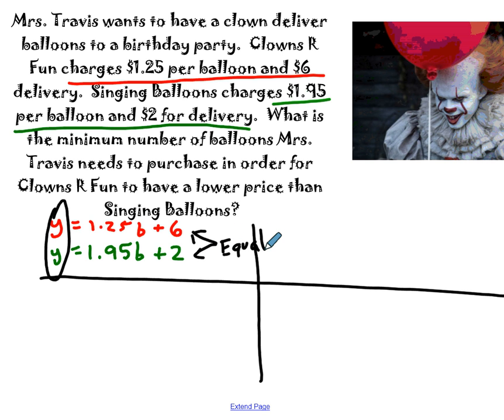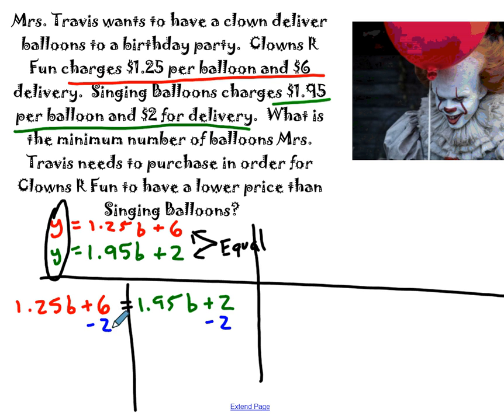So what we can do is we can say $1.25 per balloon plus 6 has to be equal to $1.95 per balloon plus 2. Now I just need to solve this. So the first thing I'm going to do is I need to try and get B by itself. So in this case, I'm going to move my numbers over. So I'm going to say minus 2, minus 2. You could subtract 6. It really won't matter in the end.